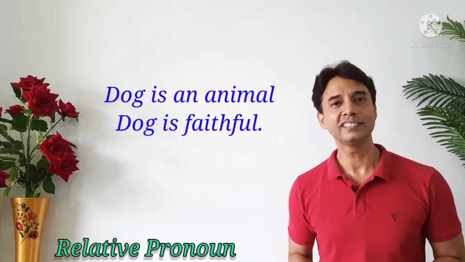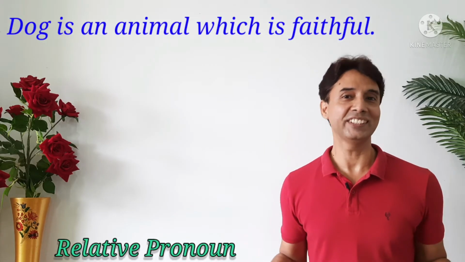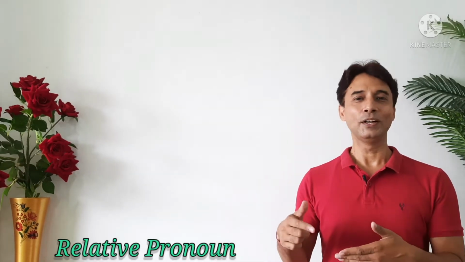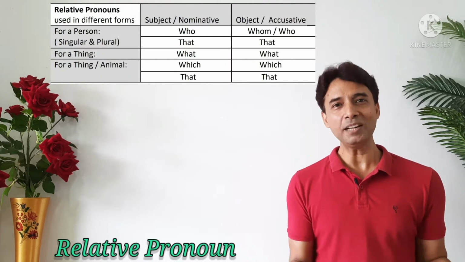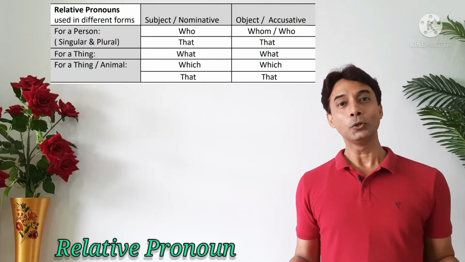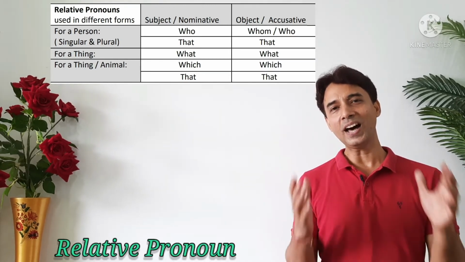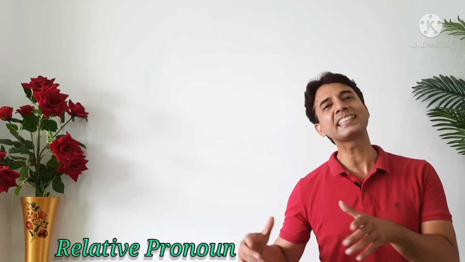Dog is faithful. Dog is an animal which is faithful. So इसमें which लगा. Which stands for normally living things like animals and all. That stands for things all around us. Who stands for a living thing, means person. Now I move to next example.